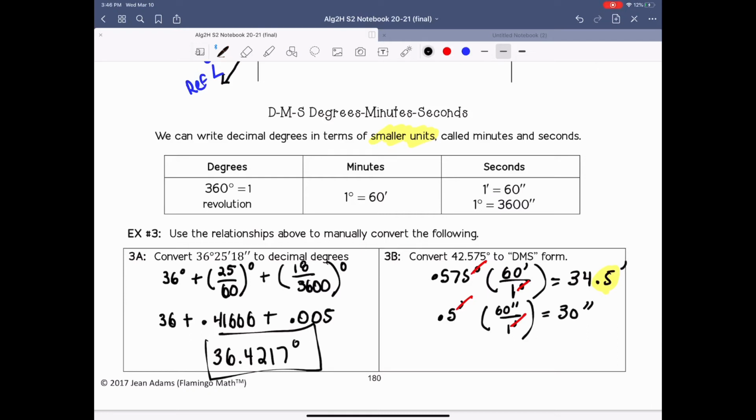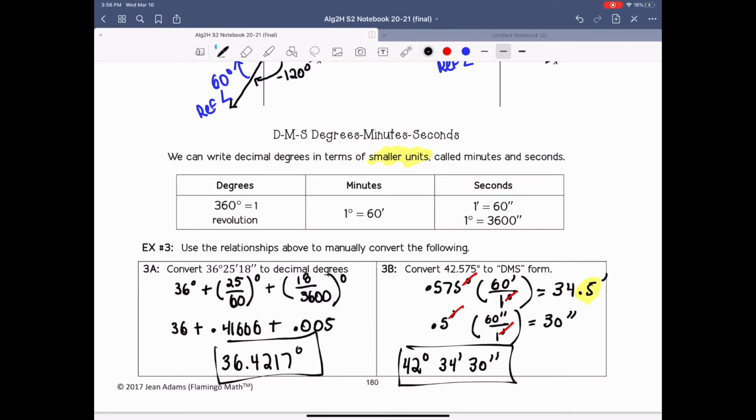So I have found that converting 42.575 degrees to degrees, minutes, seconds, the whole number is 42, so I have 42 degrees. The whole number for the minutes is 34, so I have 34 minutes. And then I converted that 0.5 into 30 seconds. So this is my degree measure in degrees, minutes, seconds form. So use the conversion factors, multiply some stuff, and make sure you set it up in a way where the units that you want to cancel will cancel.